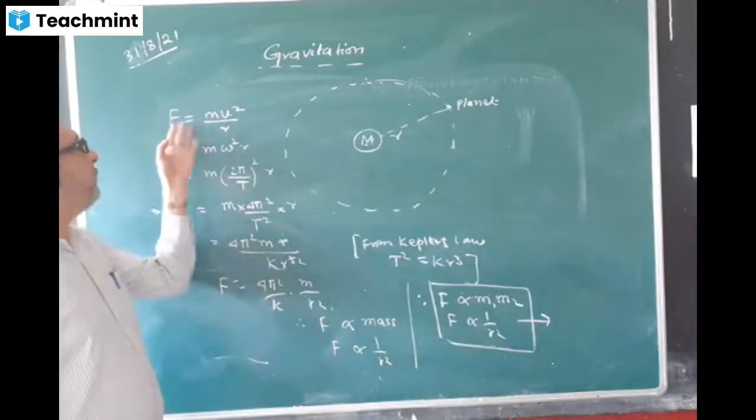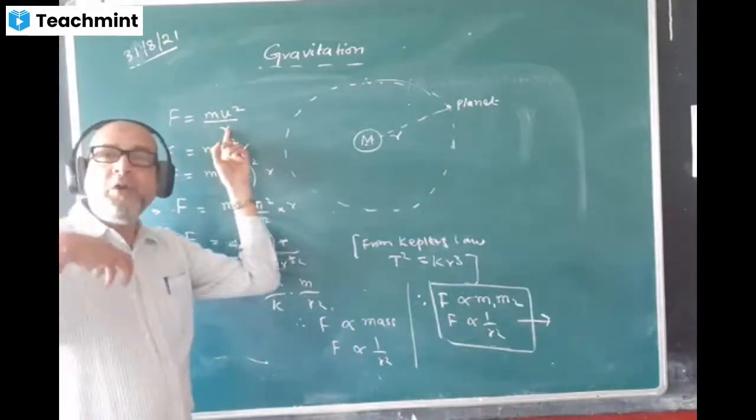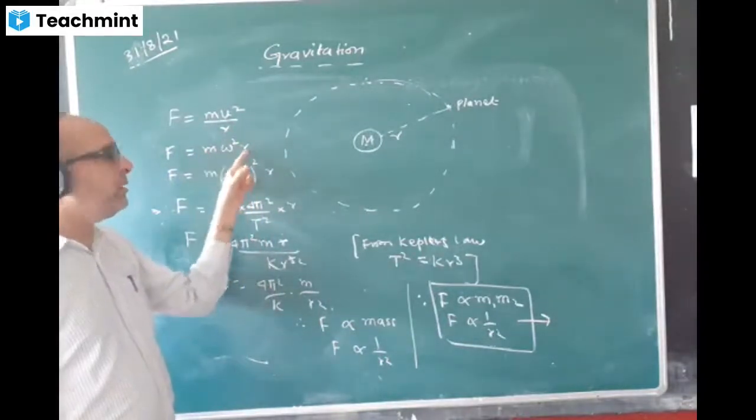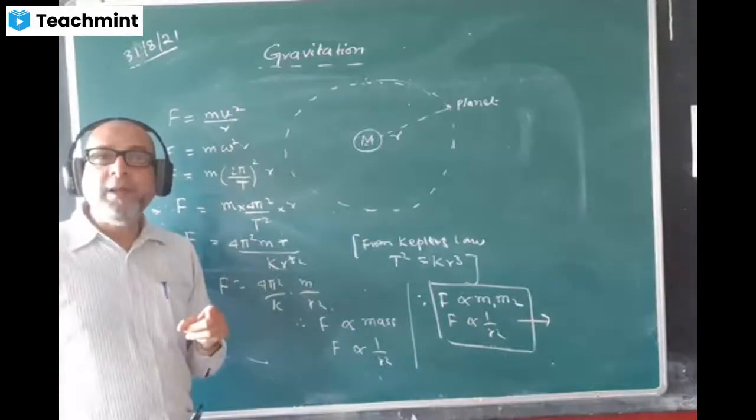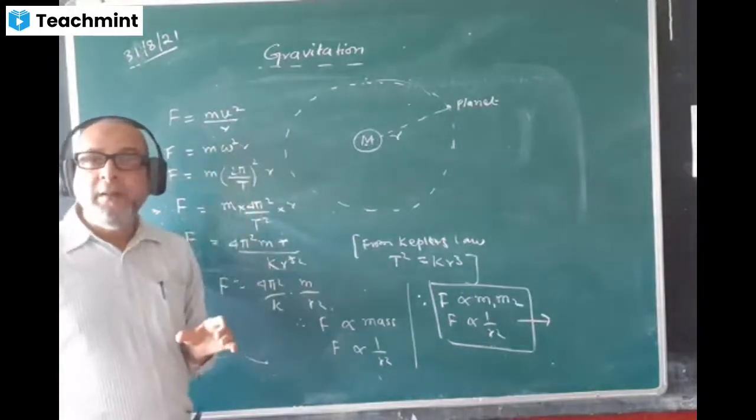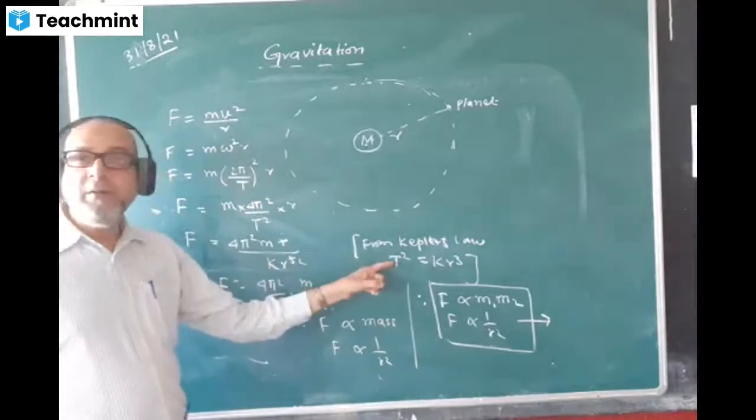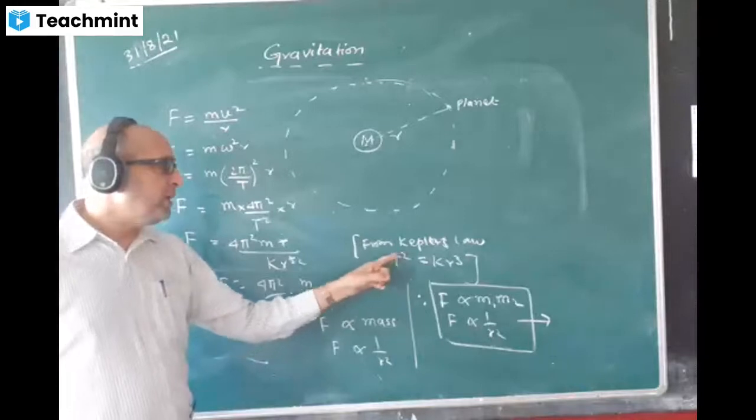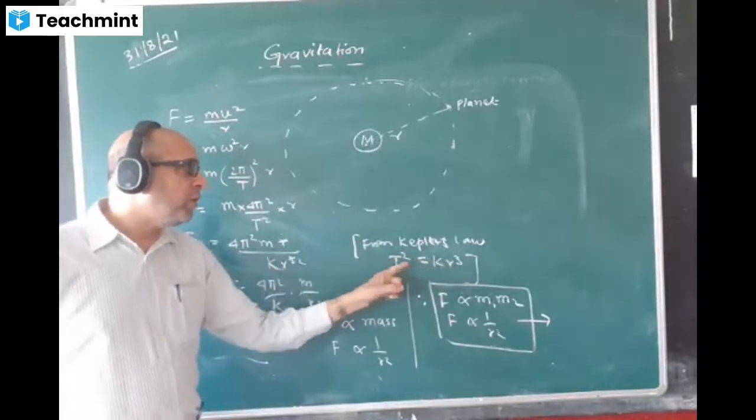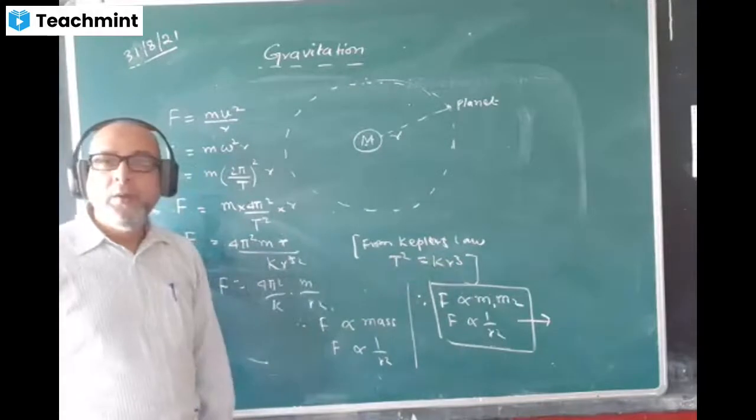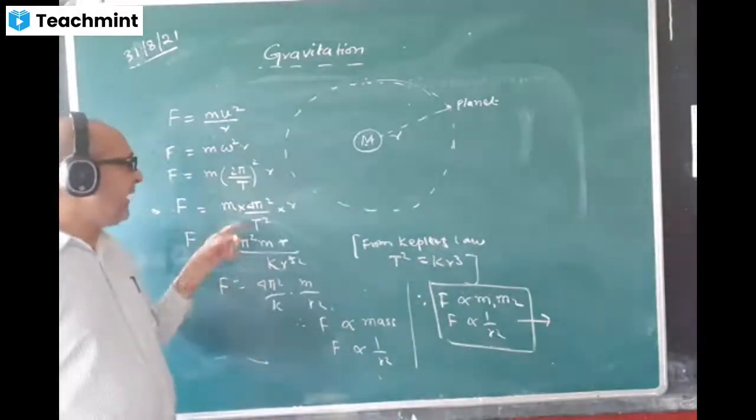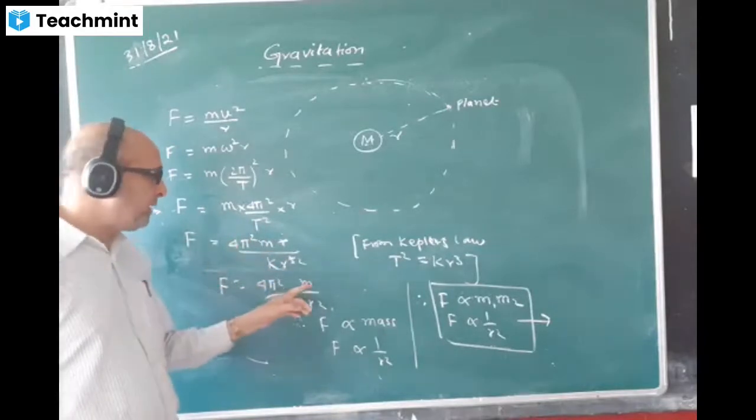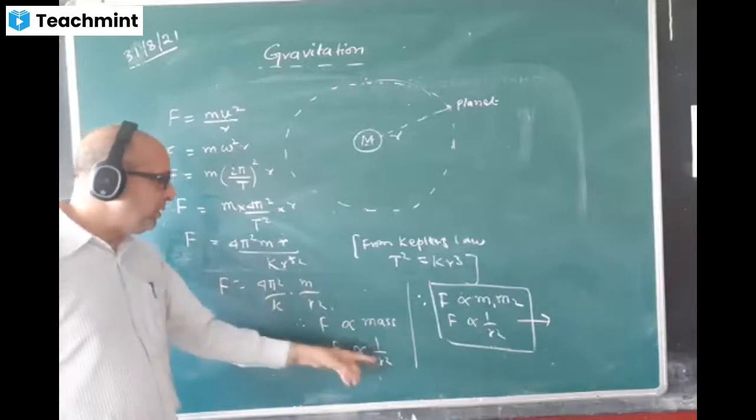This is the formula for centripetal force, m v squared by r, but we are following another formula in terms of omega. In terms of omega, the formula becomes m omega squared r. Why do we want the omega form? Because omega is 2 pi by time period, and here we can use the time period rule from Kepler's law: T square is directly proportional to r cube, or T square is equal to K r cube. So that is why we are changing to time period. I put K r cube for T square here, and your formula becomes F proportional to mass, and F inversely proportional to r square.